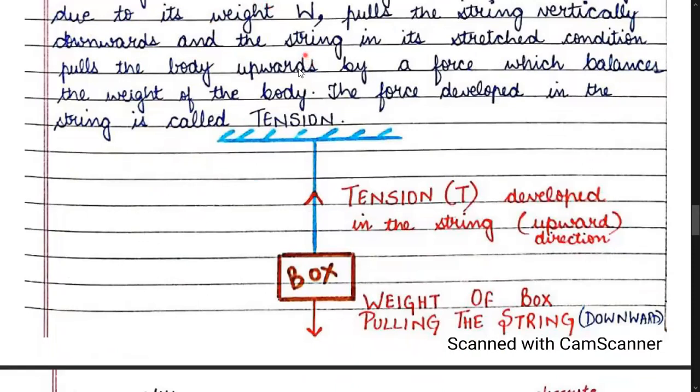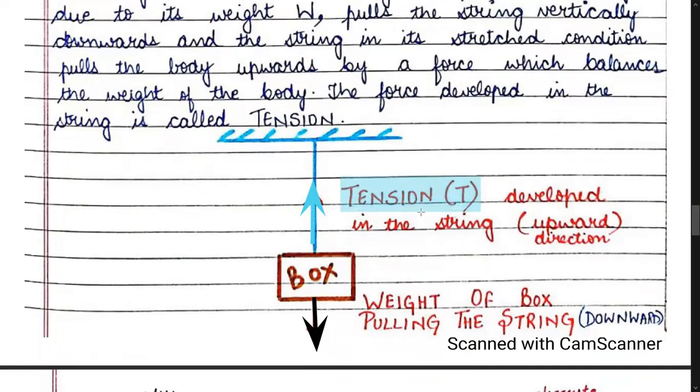So children, what happens here? The weight of a body pulls it downward, due to which there is a certain force acting in an upward direction in the string. This upward force is known as tension in the string. Tension.